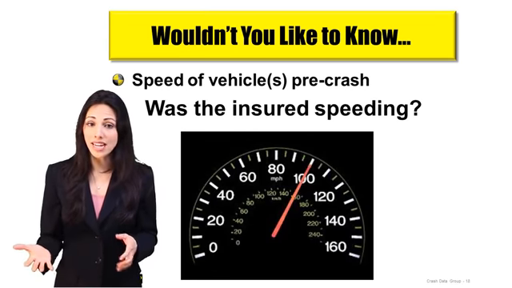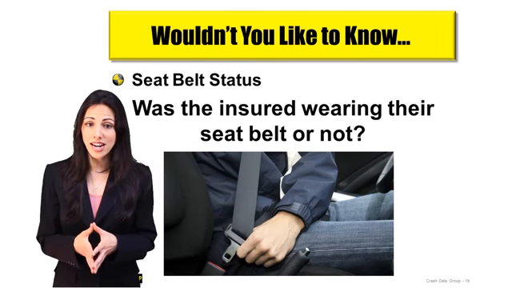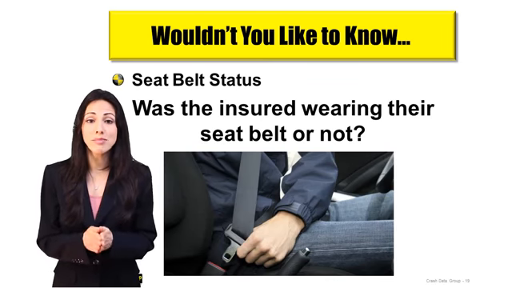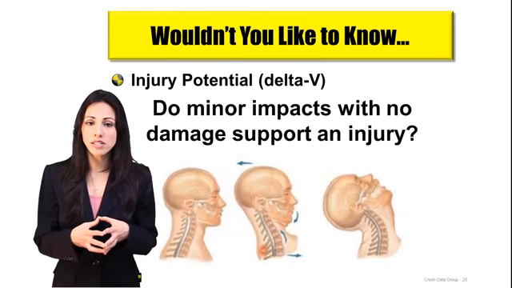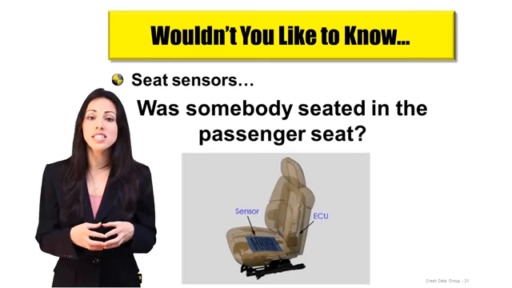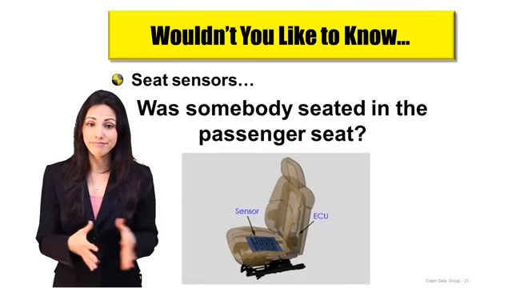Was the insured speeding? Determine seatbelt status. Was the insured wearing their seatbelt or not? Determine injury potential through delta V measurements. Seat sensors. Was somebody seated in the passenger seat?